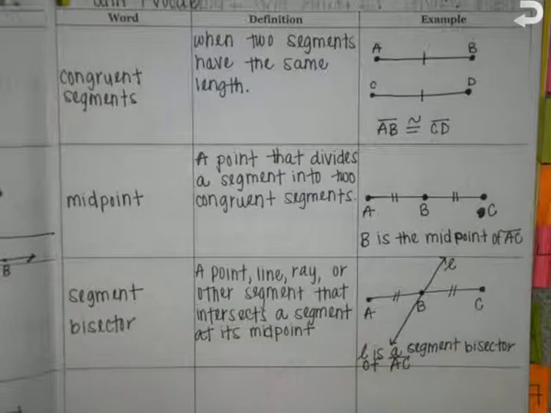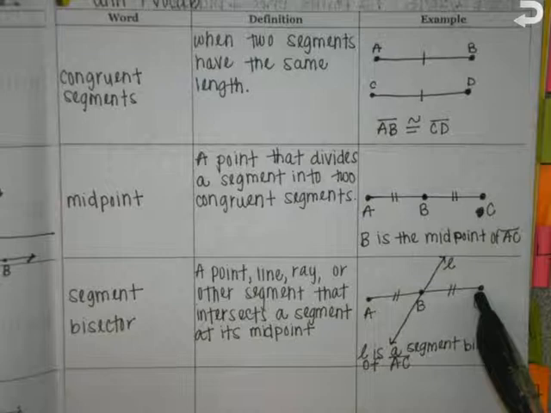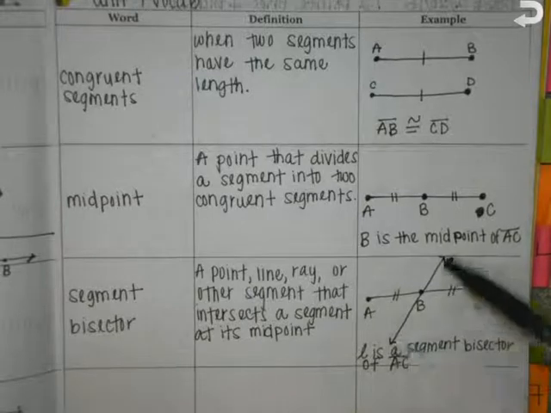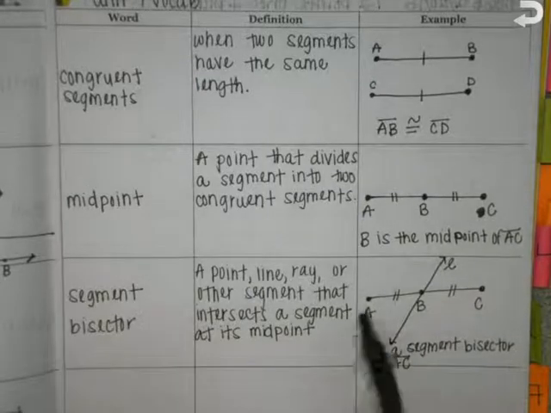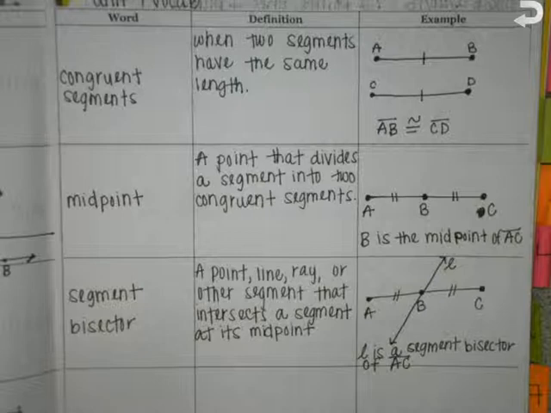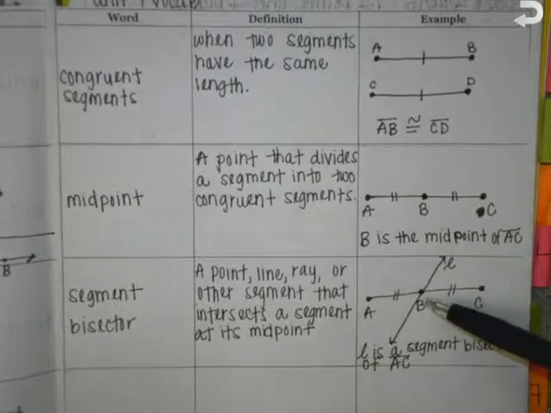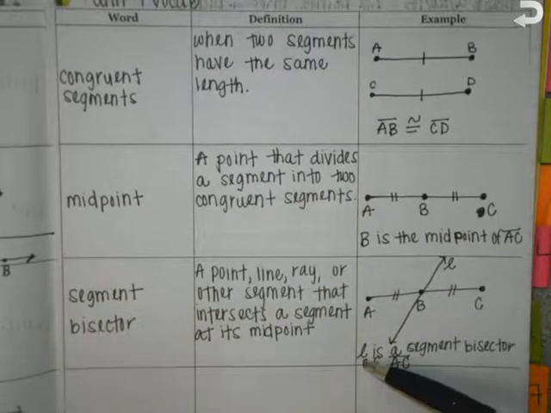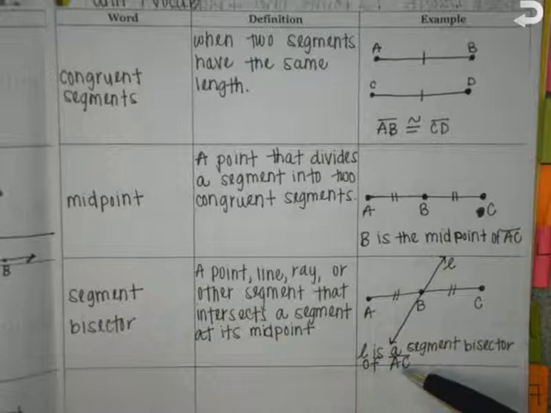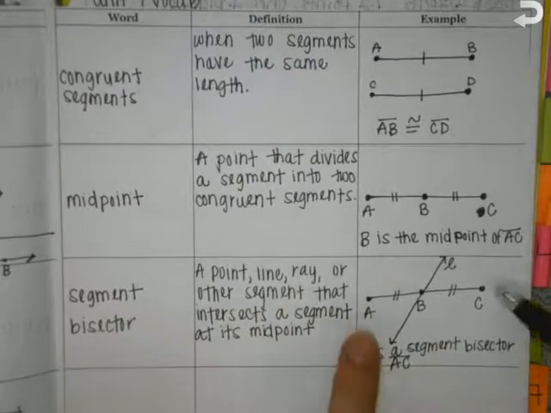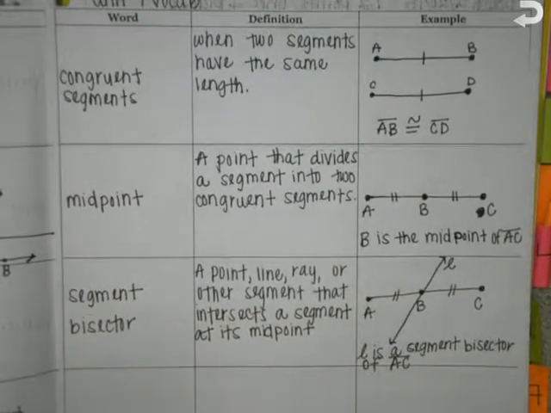Okay, so for our last vocabulary, we have segment bisector. That is a point, line, ray, or other segment that intersects a segment at its midpoint. So in the example here, we have segment AC, and then we have a line bisecting, cutting the segment AC exactly in half, okay? And here we have B as our midpoint, and so L is a segment bisector of AC because it cuts this line segment exactly in half, in two equal lengths.